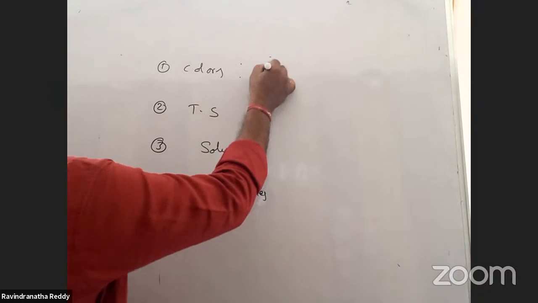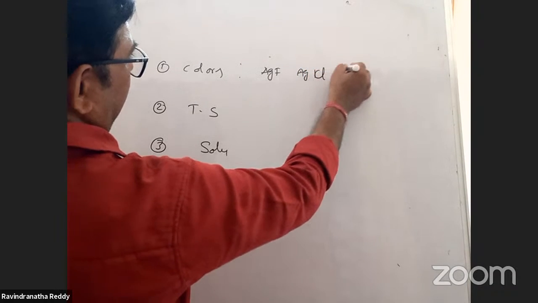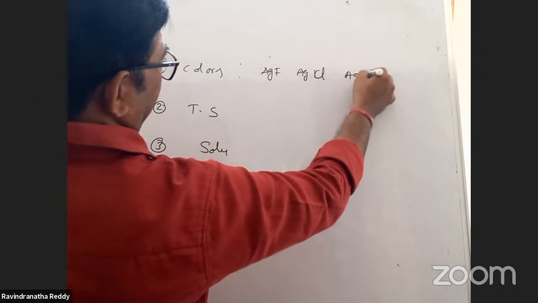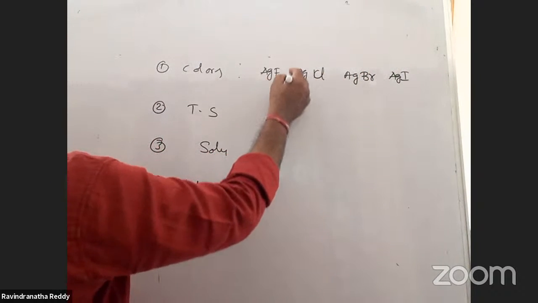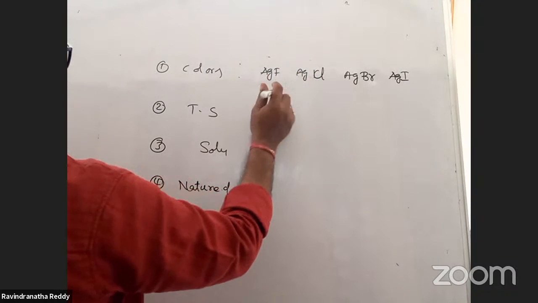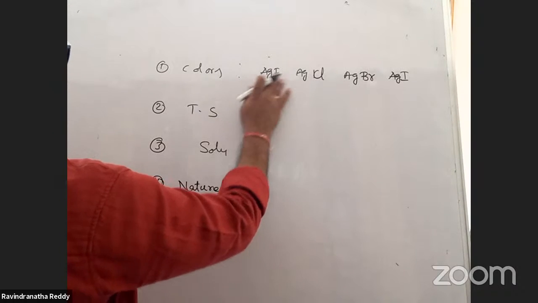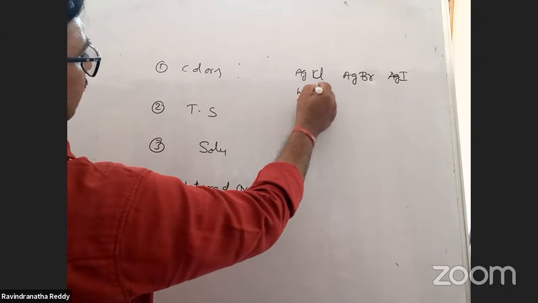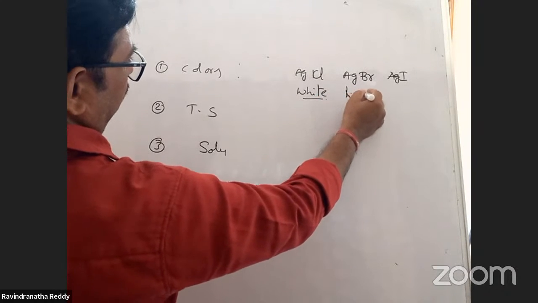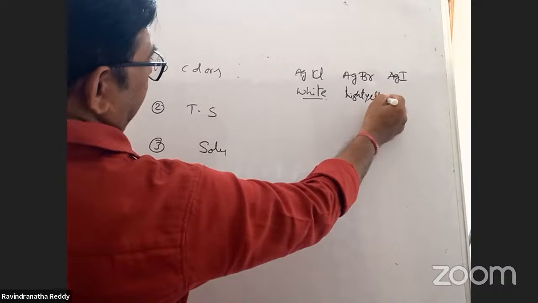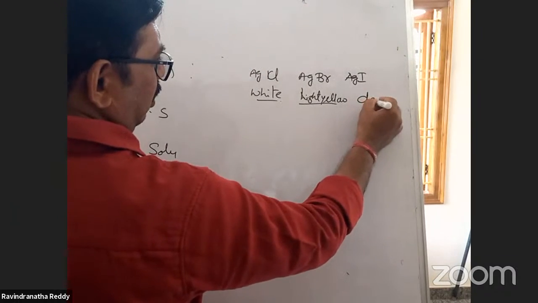Suppose we take colors here. AgCl, AgBr, AgI. What is the color? Covalent nature increases, so color increases. AgF is a white compound, but we don't compare that one. AgCl is white. AgBr is light yellow. And AgI? Dark yellow.